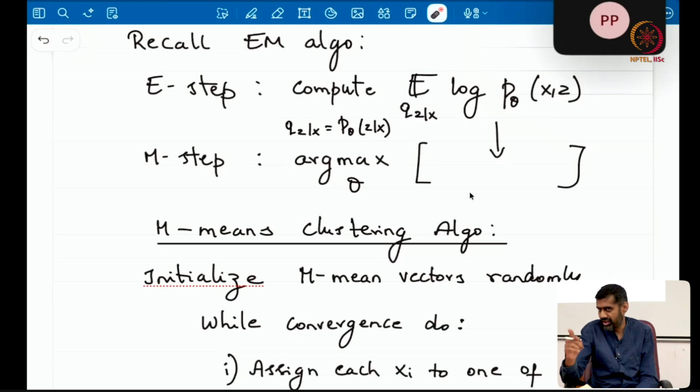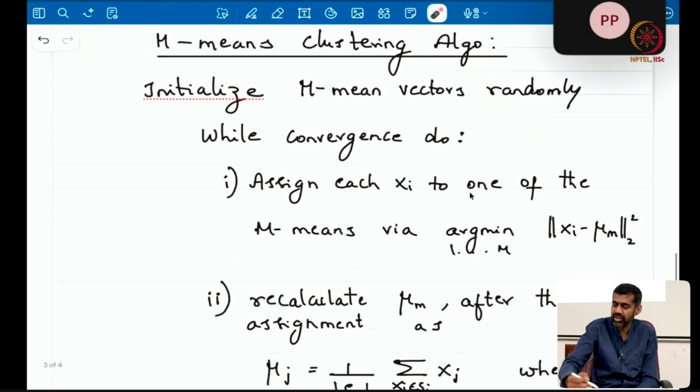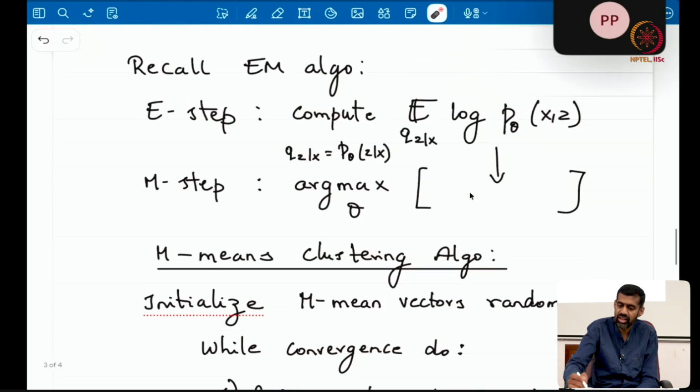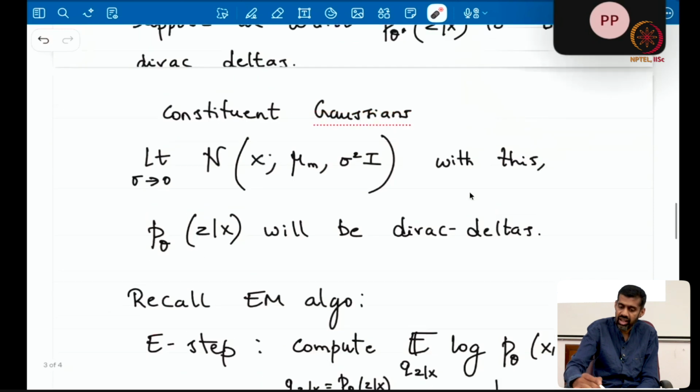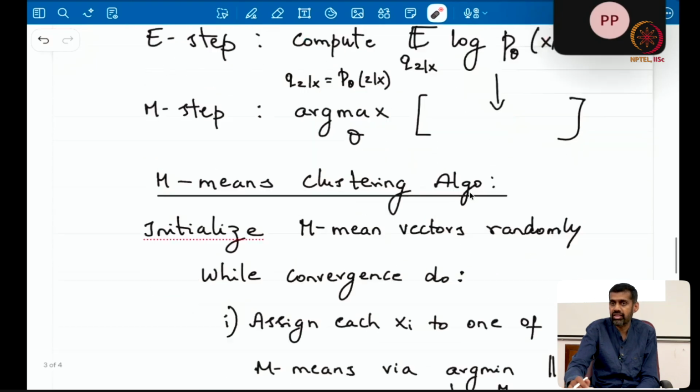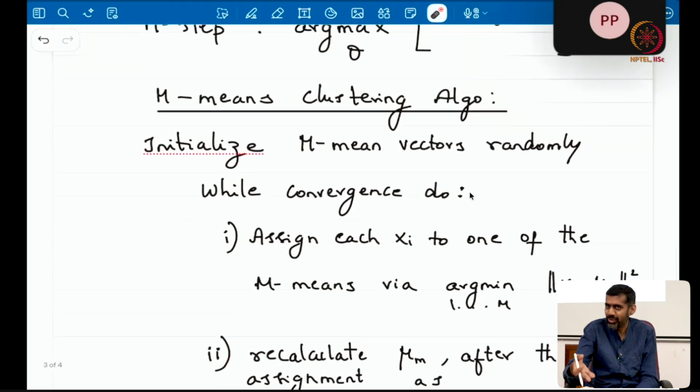So here is a homework. Show that the GMM algorithm, applied with a constraint that our Gaussians have this particular form with the variance going to 0, will give rise to this k-means clustering algorithm. It's pretty simple to show actually, right? If you do the math, it will just nicely come out. Okay, so this is the hard clustering algorithm. All right.